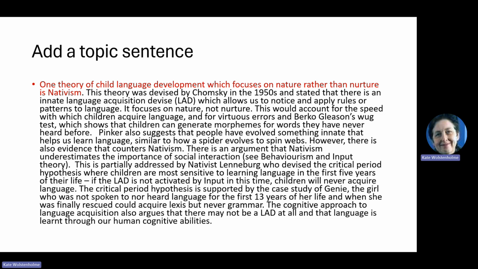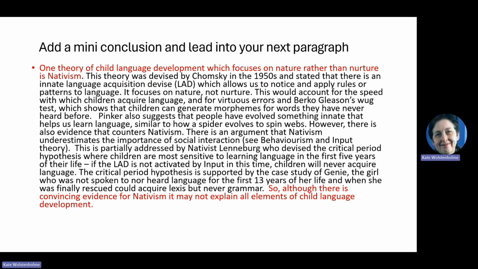So topic sentence, then mini conclusion at the end. You'll also need a mini conclusion. So the mini conclusion at the bottom there, you answer the question in relation to this theory. Okay, you can see that. So although there is convincing evidence for nativism, it may not explain all elements of child language development. That then kind of helps lead into your next paragraph. Okay.